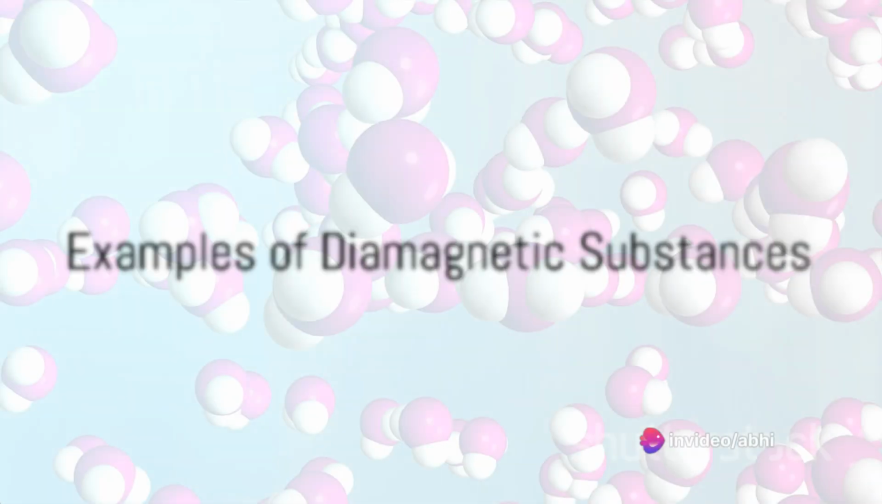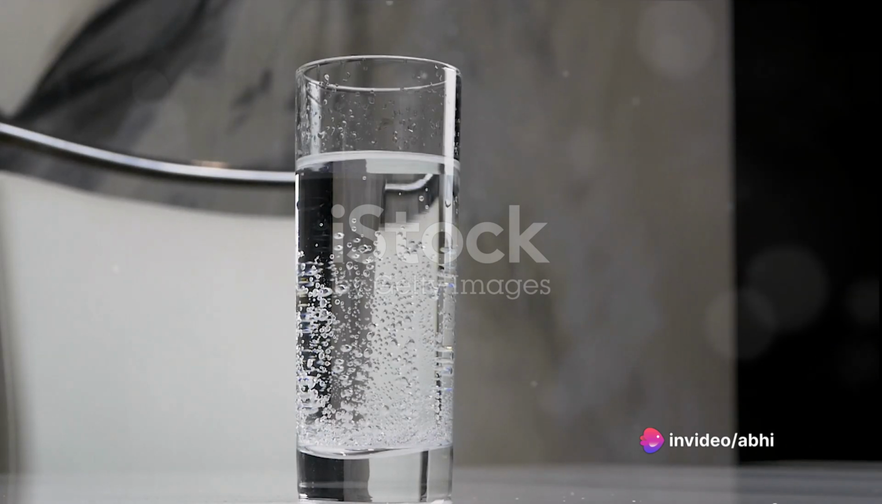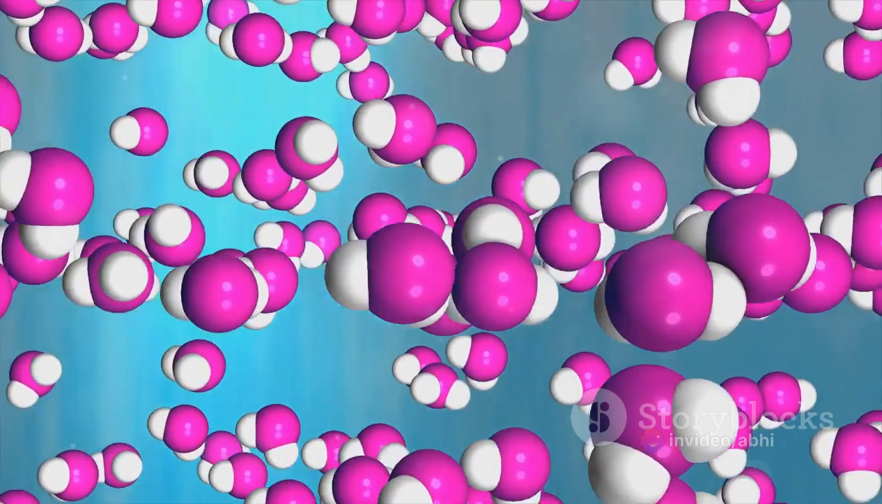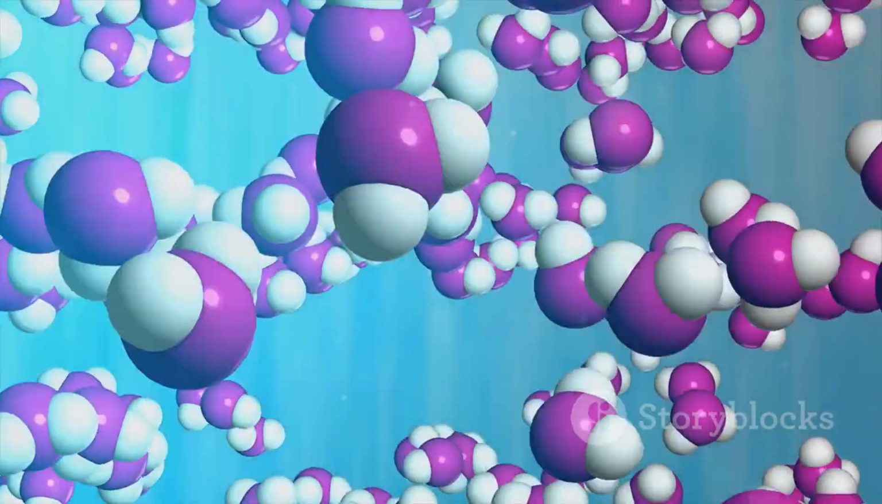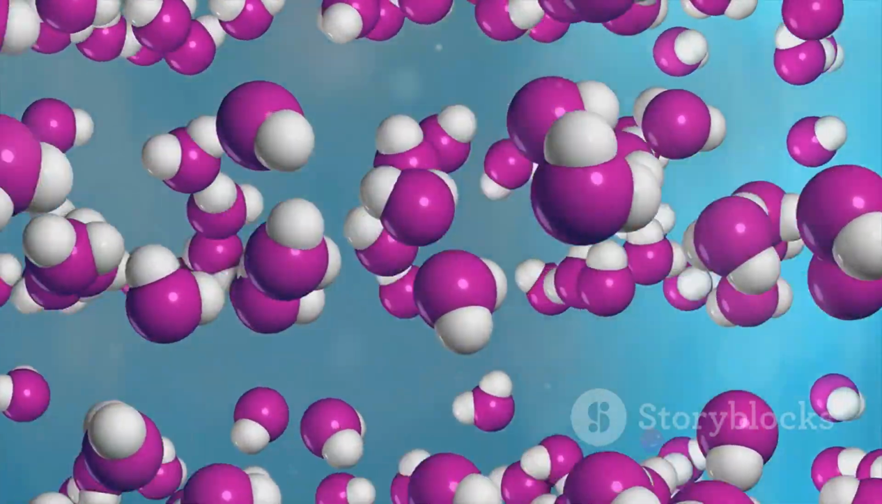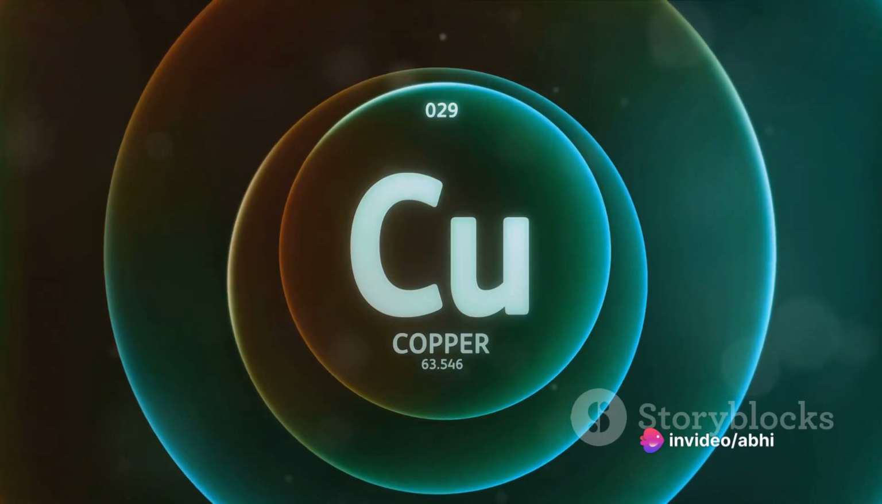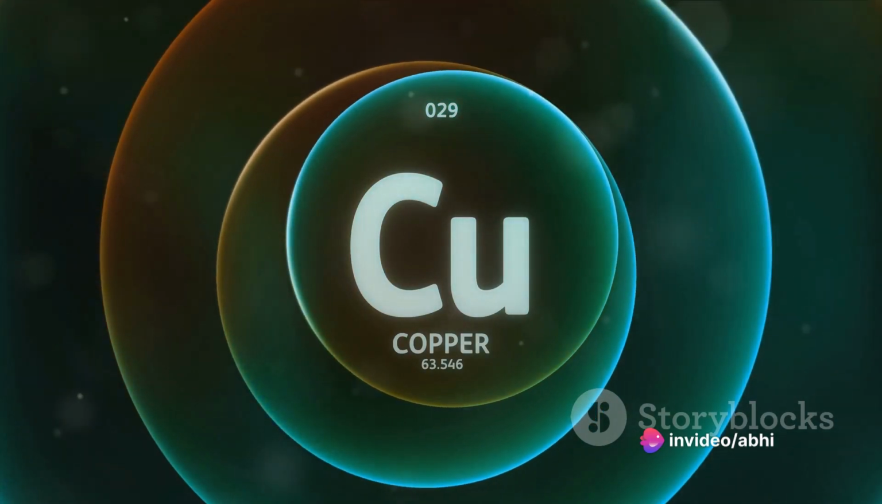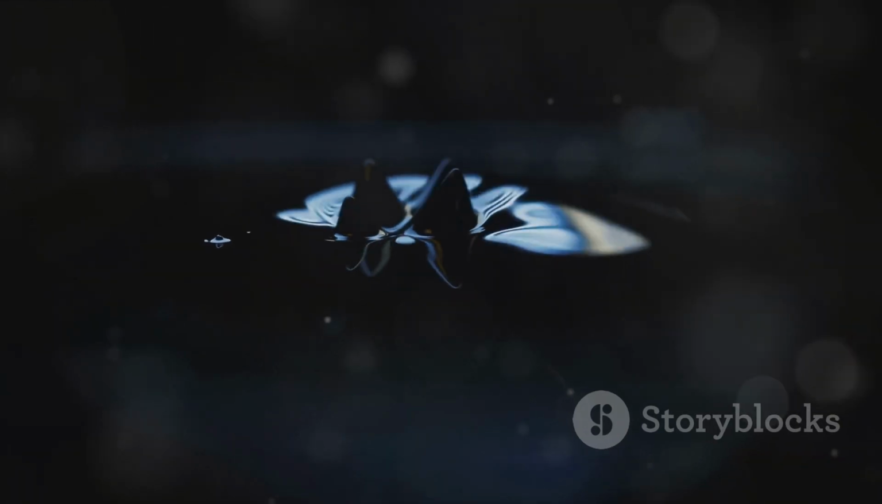A good example of a diamagnetic substance is water. Yes, the water you drink and bathe in every day is a diamagnetic substance. It's because water molecules do not have any unpaired electrons, and thus they oppose any external magnetic field. The world of diamagnetic substances is not just limited to water. Other everyday examples include copper, silver, gold, and even living organisms like you and me. Yes, human beings are also diamagnetic, albeit weakly.